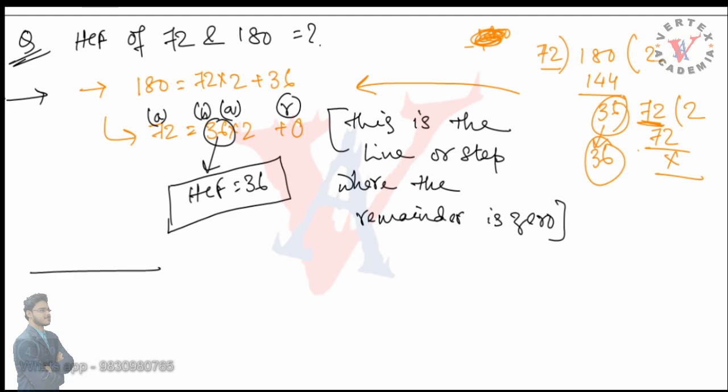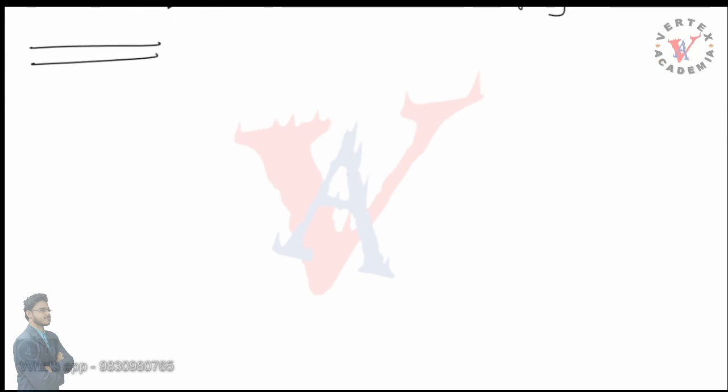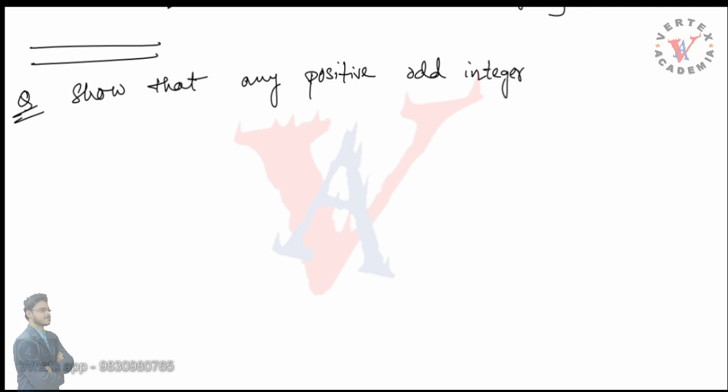So this is a type of basic question, you can be asked to find the HCF. And the other type of questions which generally are in NCERT or even board examinations is like this type. Question is, show that any positive odd integer is of the form 4q plus 1 or 4q plus 3.